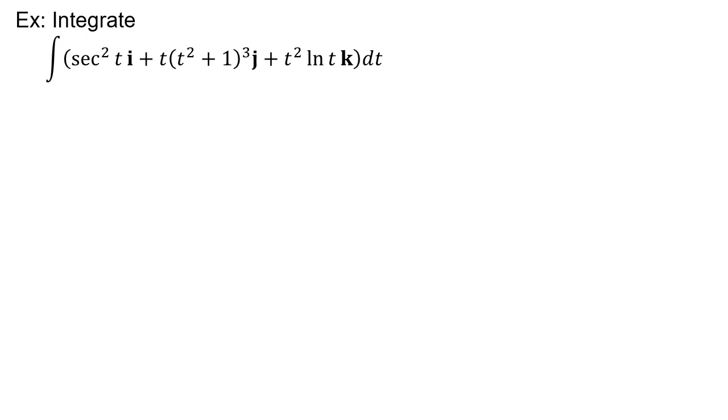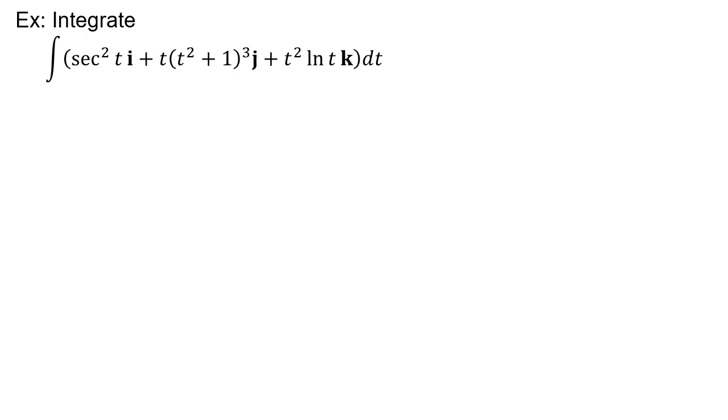How about this one? Secant squared t times i, t times t squared plus 1 cubed times j, and then t squared ln t on the k. Again, not terribly hard. The third one on the k is a little bit bad, but it's not awful. I guess this is the best way to say it. But we can jump in and just start integrating here.